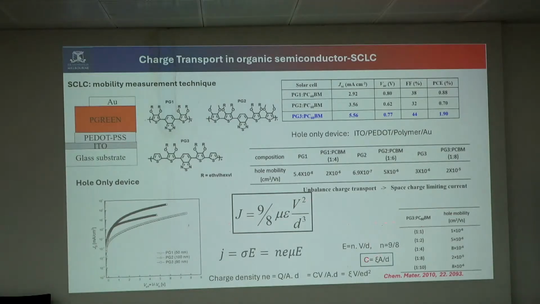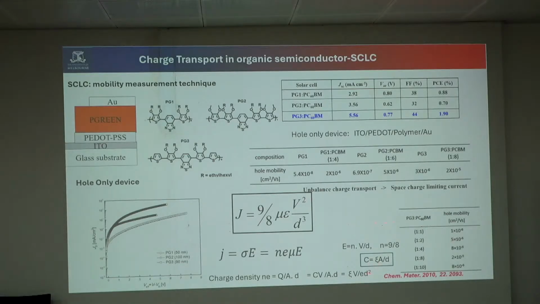Then we can call capacity C equal to epsilon A by D. Then again the electric field. I'm saying that the charge density N e equal to Q, the total number of charge, into A times T, which is the volume. Again Q is nothing but CV by AD. Then you will get epsilon V by A D squared. Again, if you substitute C equal to epsilon A by D, finally we get epsilon V by D squared.